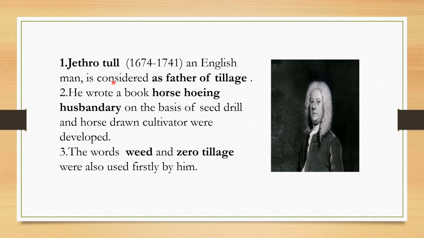Jethro Tull, an Englishman, is considered the father of tillage. He wrote a book, Horse Hoeing Husbandry, on the basis of which the seed drill and horse-drawn cultivator were developed. The words weed and zero tillage were also first used by him.